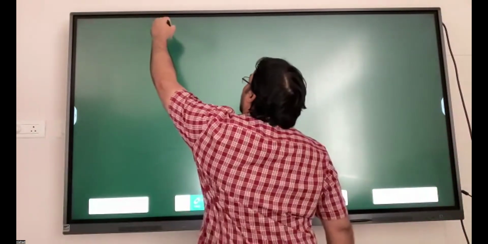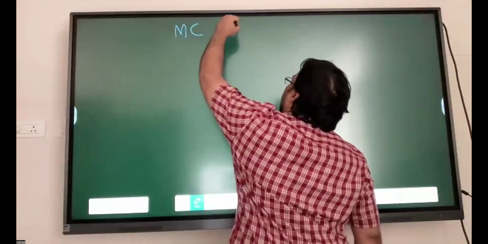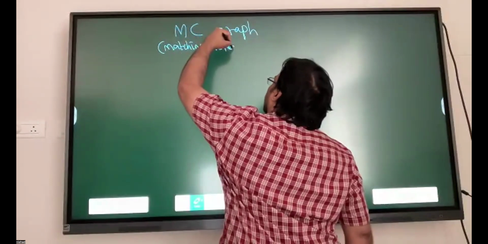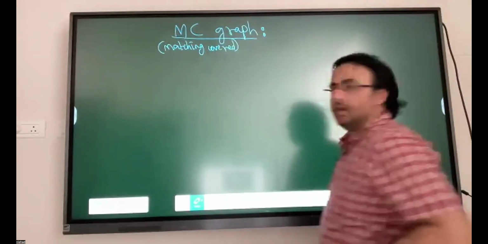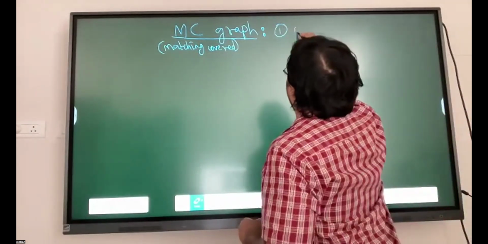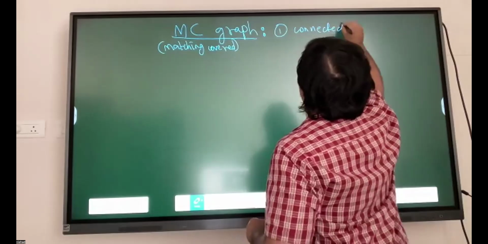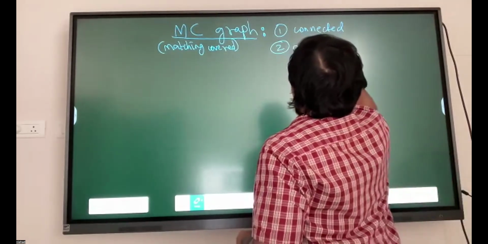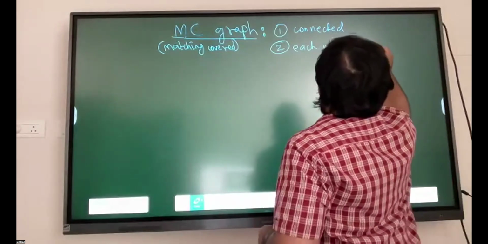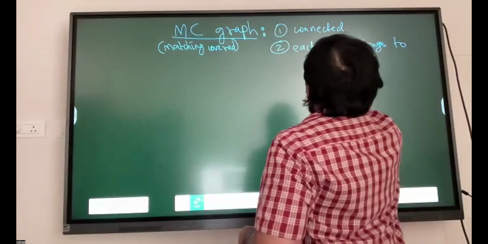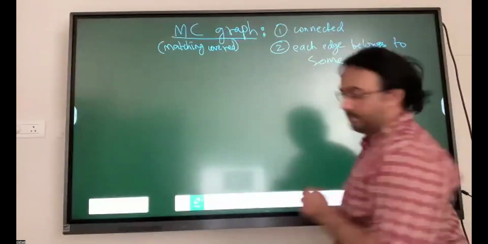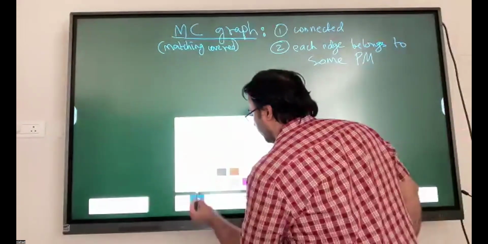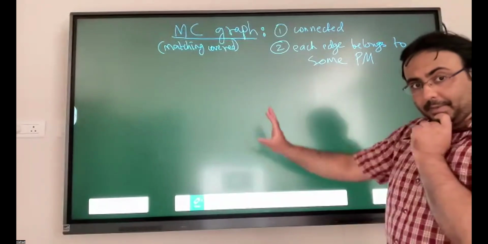So what is a matching covered graph? A matching covered graph has two properties. One, it is a connected graph. And two, the more interesting property is that each edge belongs to some perfect matching. Okay. So as I said, this sounds like a very strong property, but let me convince you why you shouldn't care about other graphs if your interest is perfect matchings.